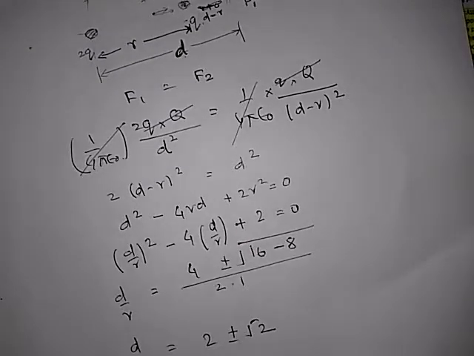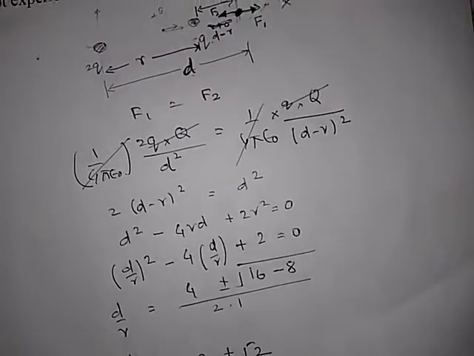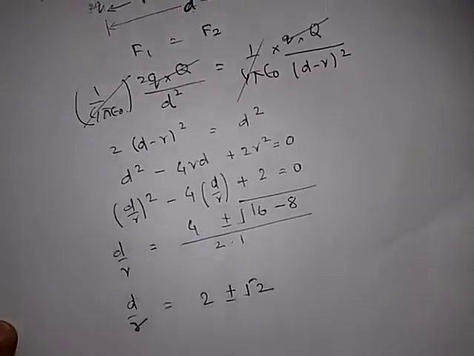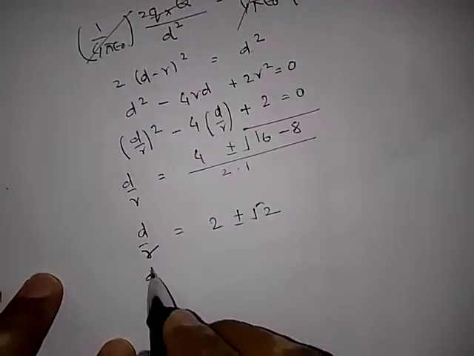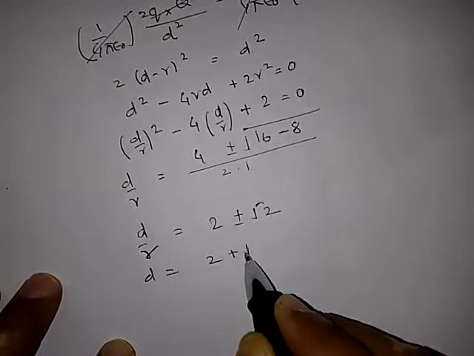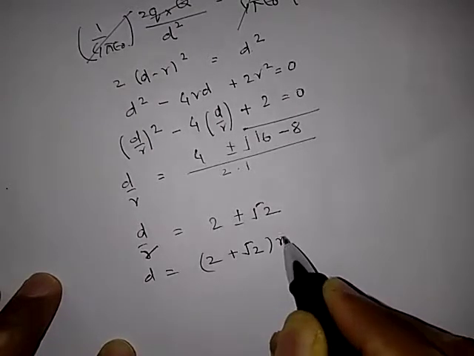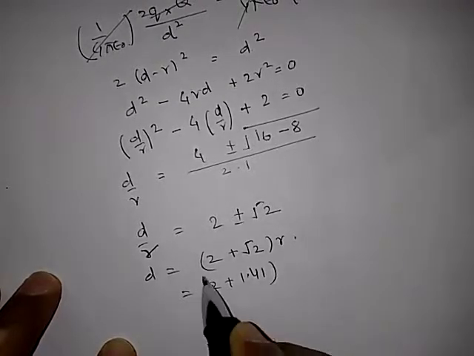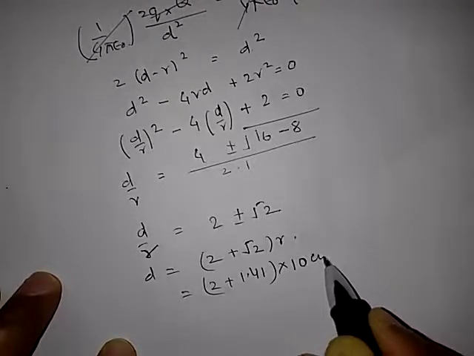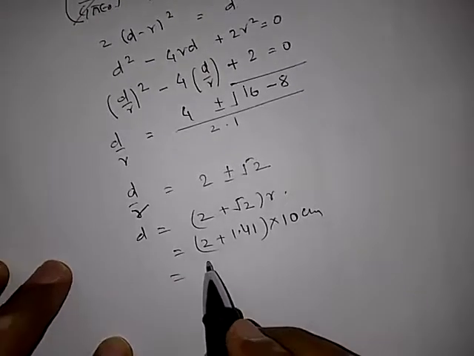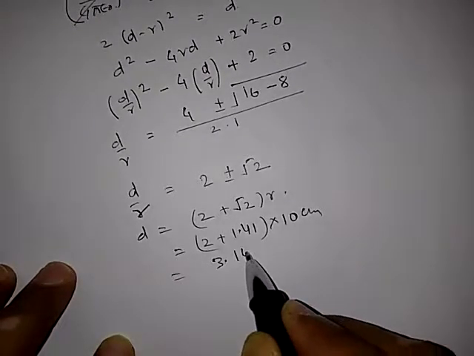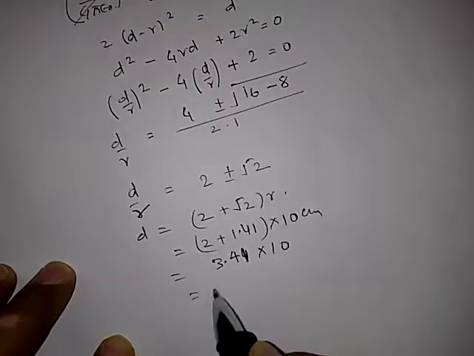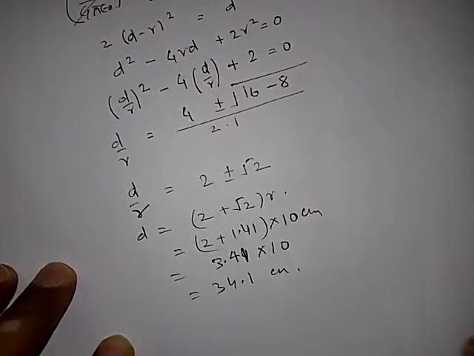Now d cannot be less than 1. So we reject the negative one, we get d is equal to 2 plus square root of 2 multiplied by r. You can substitute and then multiply it by 10 centimeter, you get the numerical value, which is 3.41 multiplied by 10, or 34.1 centimeter.